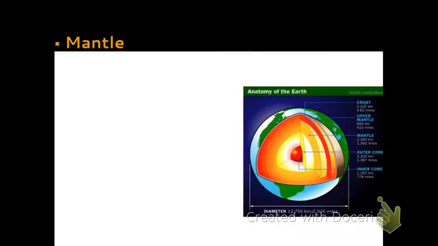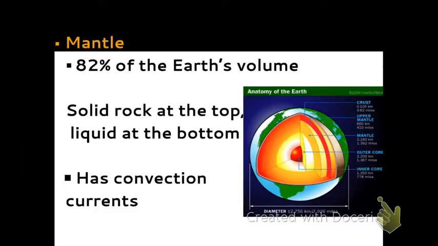So the next part of the earth is the mantle as we work our way down. The mantle is the majority of the volume of the earth. It takes up 82% of the earth's volume. So looking at these pictures, you can see just how thin the crust is compared to the mantle. And also you can see how small the core is compared to the mantle.